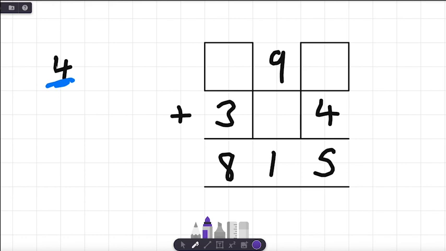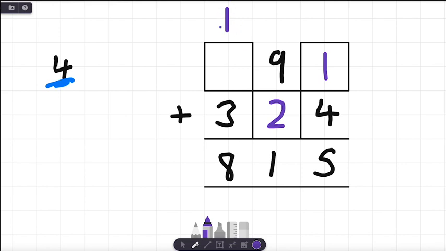On to question 4. I think question 4 starts off fairly simple. We have something plus 4 gives us 5 units, so this must be a 1. And now I think we're going to have some carrying or regrouping. We've got 9 plus something equals 1. So this again must be an 11. And we've got 9 plus 2 gives us our 11.